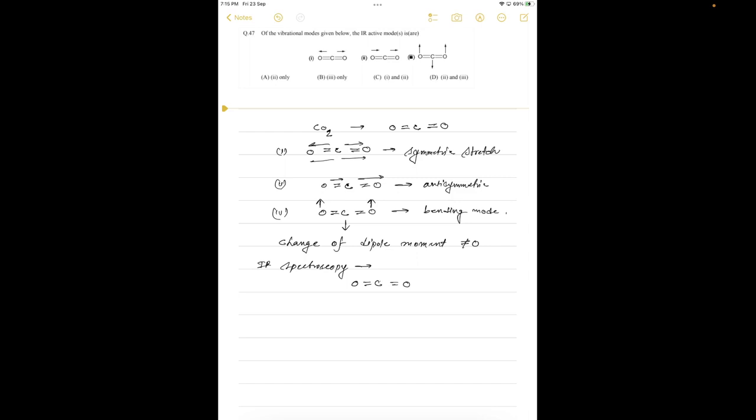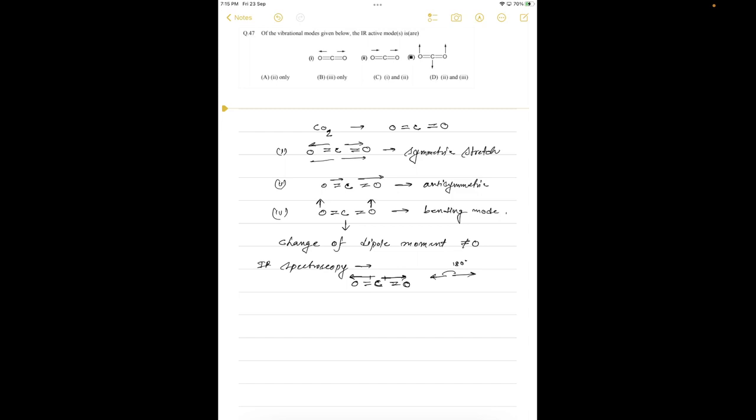For this CO bond, the dipole moment direction is from the positive carbon end to the negative oxygen end, and for the other bond the dipole moment points the opposite way. As a whole, the dipole moment of the carbon dioxide molecule is zero, because dipole moment is a vector quantity. One vector points in one direction and the other points in the completely opposite direction by an equal amount, so the angle is 180 degrees and the resultant vector is zero. That's why the dipole moment of linear CO2 is zero.